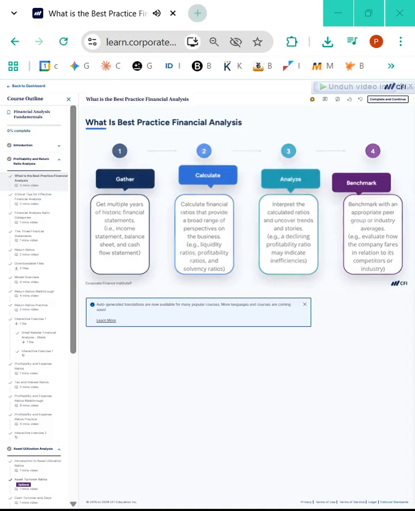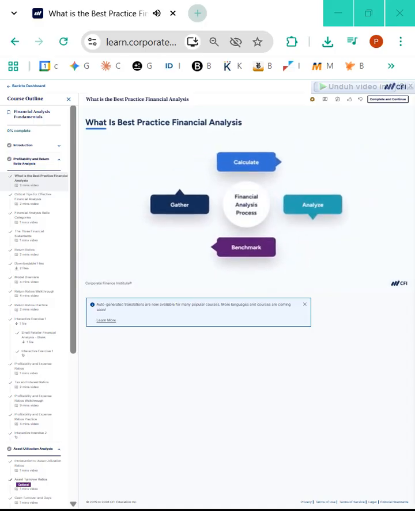Remember, financial analysis is also an ongoing process that requires continuous monitoring and adjustment. By following these 4 steps, getting historic financial statements, calculating financial ratios, interpreting the ratios, and then benchmarking against peers, you'll be equipped to make informed decisions and uncover valuable insights into a business's financial health.